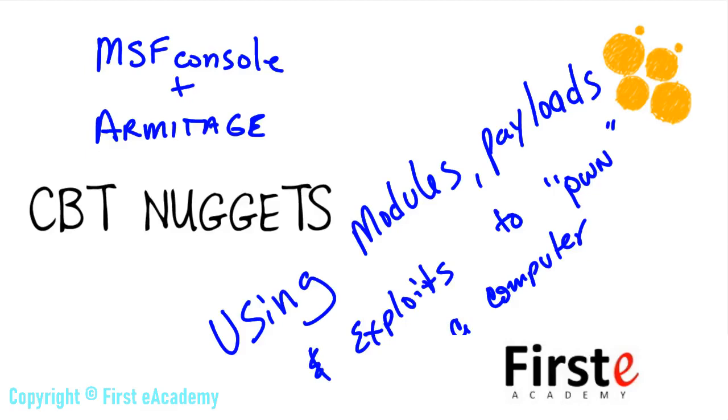Using modules, payloads, and exploits to own a computer. We're going to do this with two different interfaces. We're going to use the MSF console and we're going to use Armitage. They both, behind the scenes, are using the same techniques to implement the attacks, and we'll see both of them in this video. And as a quick reminder, only use these tools on networks and devices where you're explicitly authorized to do so. Having said that, let's begin.